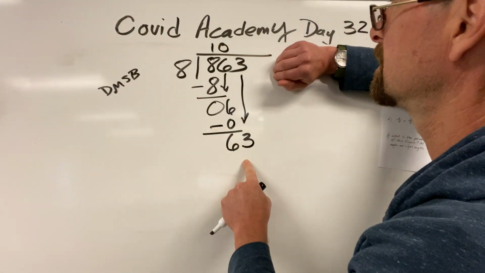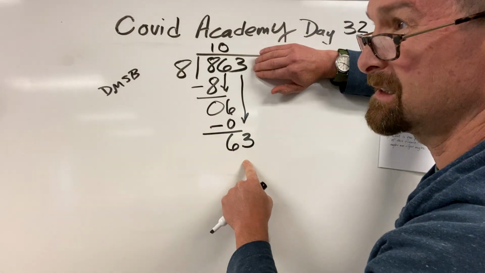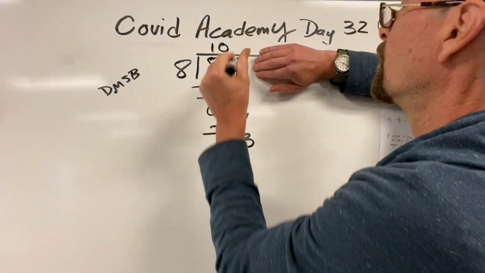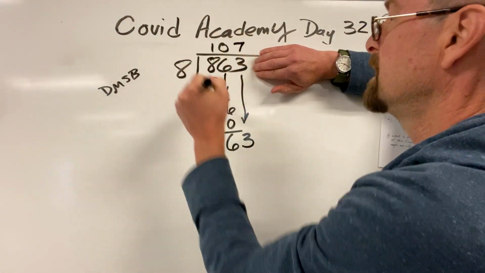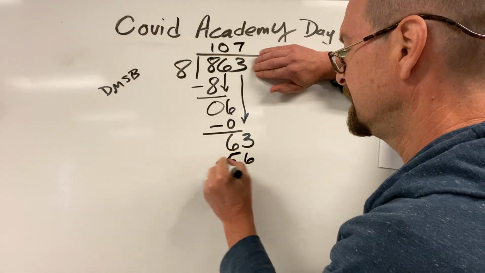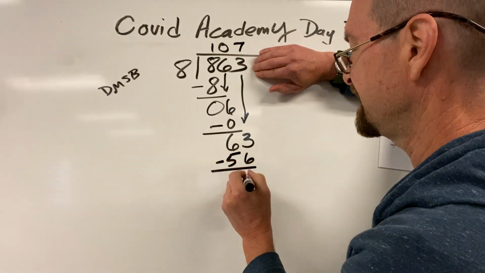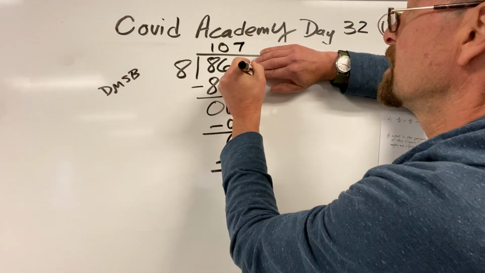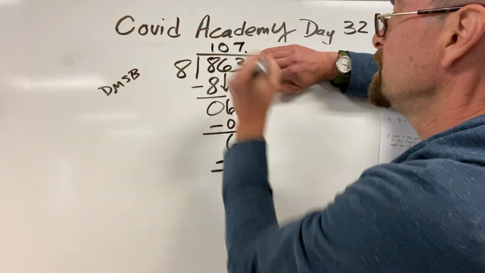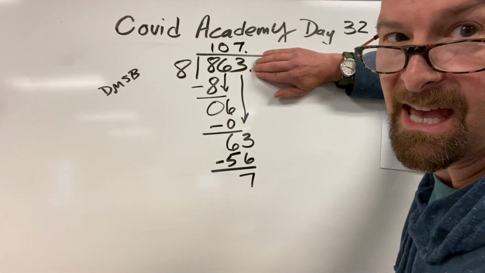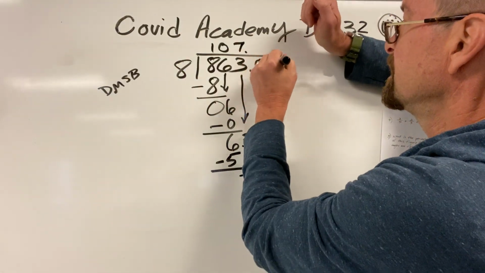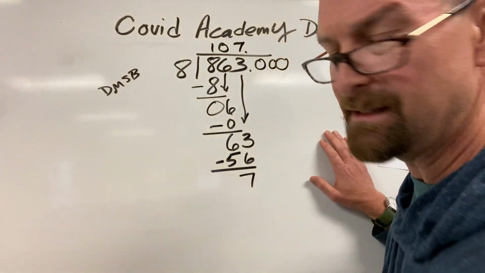How many 8s into 63? 8 times 8 is 64. That's too many. So we're going to go with 7. 7 times 8 is 56. Subtract that, you're going to get 7. Now we got to put a decimal there, and we got to bring it right up into our problem like that, okay? Put down 3 zeros. Just don't be lazy. Just do it.